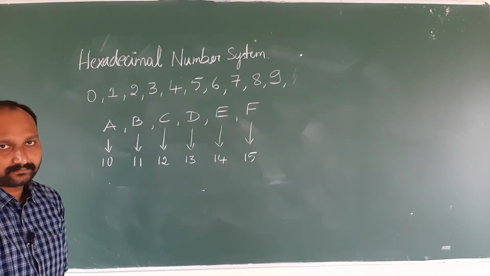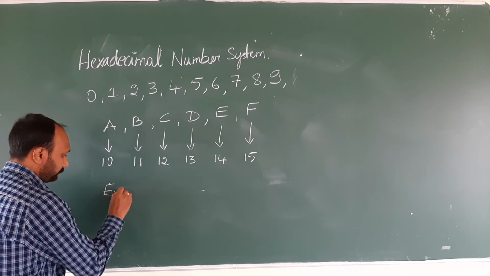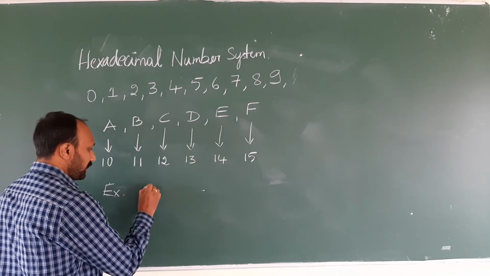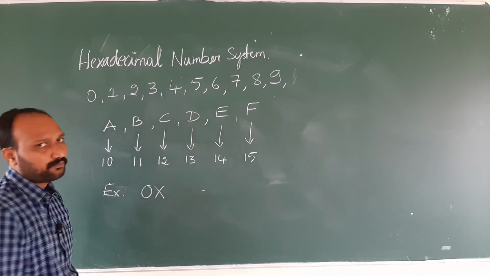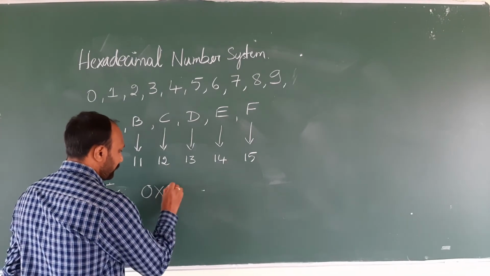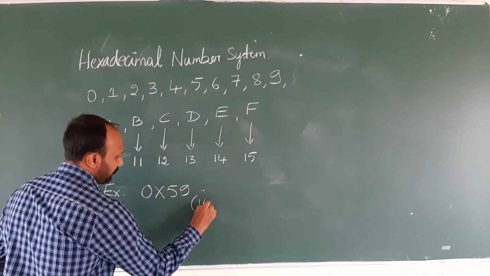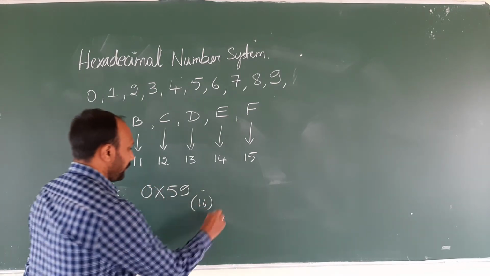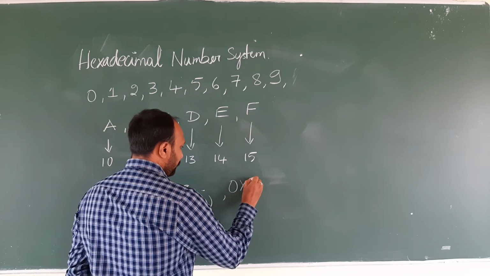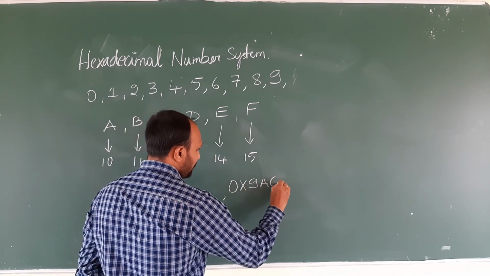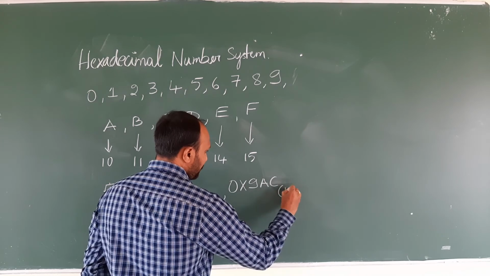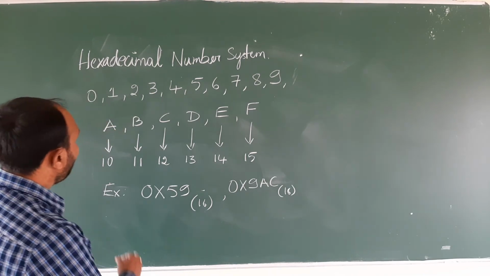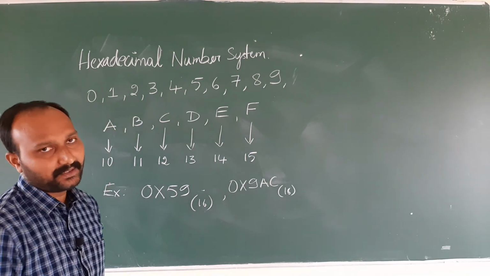Totally 16 digits. Let me consider an example for the hexadecimal number system. A hexadecimal number always starts with 0X capital or 0x small. So 0x59 is a hexadecimal number. Hexa means 16. Similarly, 0x9AC to the base 16 is also a hexadecimal number. This is how you represent a hexadecimal number.